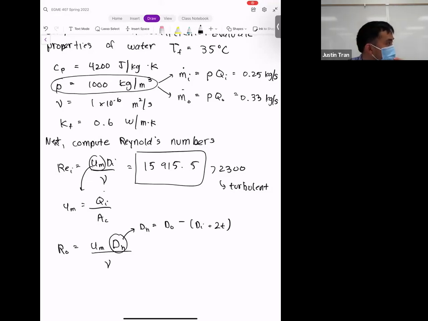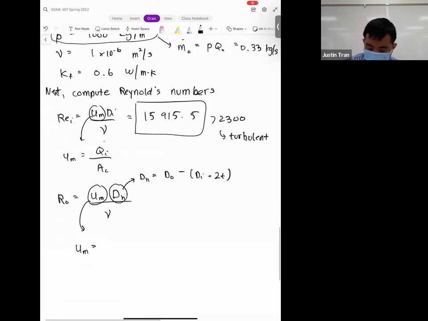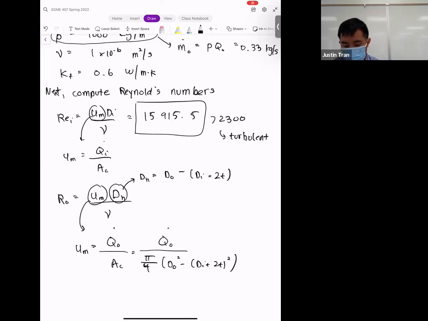And so the amount of area that's actually being used for the outer fluid is DO minus DI plus 2T. And the UM here is going to be QO dot divided by AC, where AC is pi over 4 times DO squared minus DI plus 2T squared. Because remember, after you get past DI, we actually have solid pipe there, so there's going to be no flow inside that solid pipe. And so when you're computing things for the outer fluid, you have to subtract out that thickness.